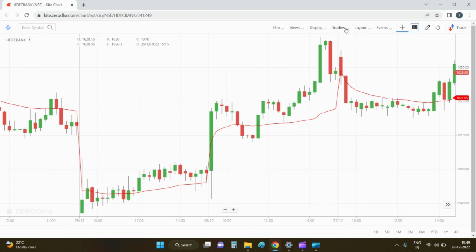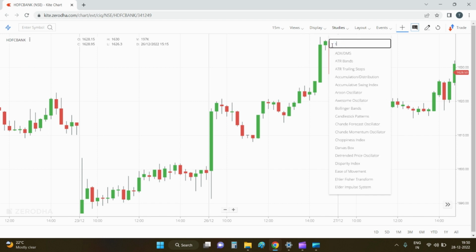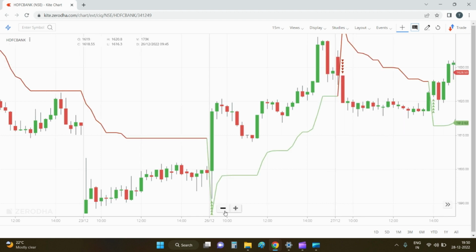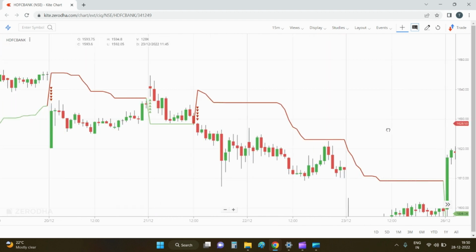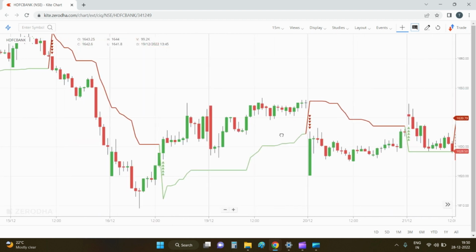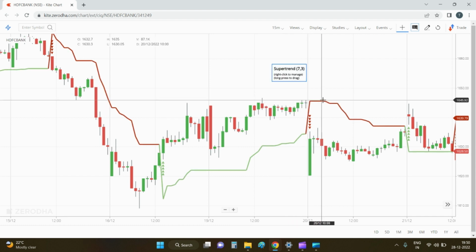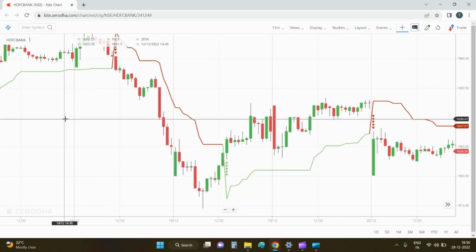Okay, next and last is Supertrend. We'll remove this VWAP and add Supertrend. As the name suggests, the Supertrend indicator is basically a trend indicator, and you can see whenever the price moves above this Supertrend line, it turns green, and there is a buying opportunity in the market. And whenever the price closes below this line, there is a selling opportunity in the market.